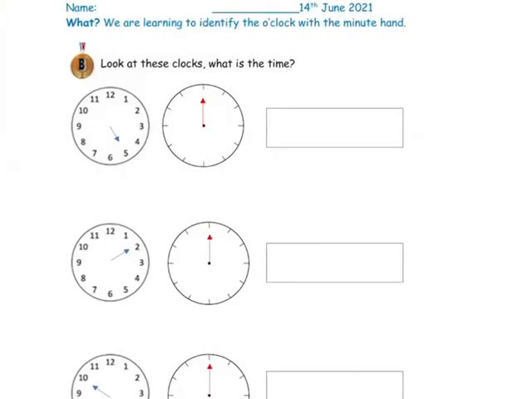So this is what your worksheet will look like today. The what is we are learning to identify the o'clock with the minute hand. I want you to all start with bronze and work your way through and do as much as you can. So looking at the bronze, you need to look at these two clocks and identify what the time is.